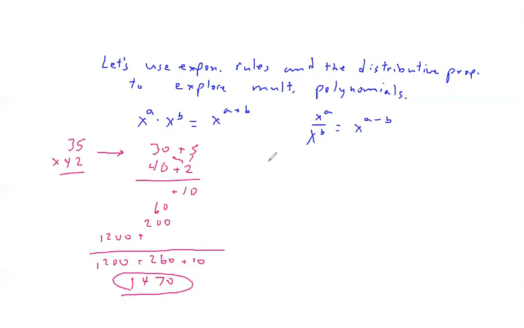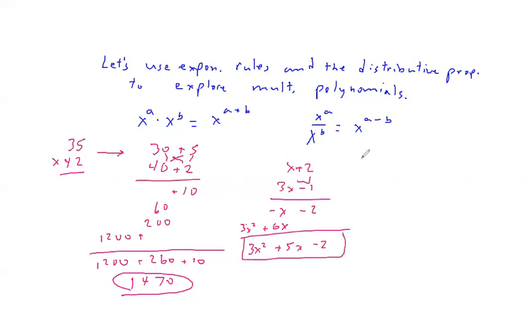Now let's try it with a problem like this. So take x plus 2 times 3x minus 1. And let's try to do similar to what we did here. So negative 1 times 2 is negative 2. Negative 1 times x is negative x. 3x times 2 is 6x. 3x times x is 3x squared. So I put all that together and I get 3x squared plus 5x minus 2.